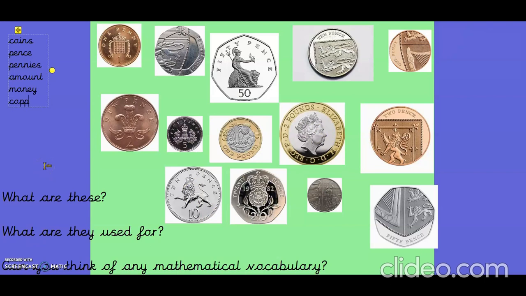I can see that I've got some copper coins, like these ones, for example. These are copper. And I've also got some silver coins too. And some coins like this one have also got gold on. What do you notice about the different coins? You might have spotted that this one has a different word on it, and this one says pound. So that could also be another mathematical word that we could add to our list.